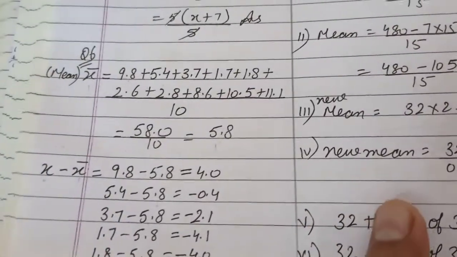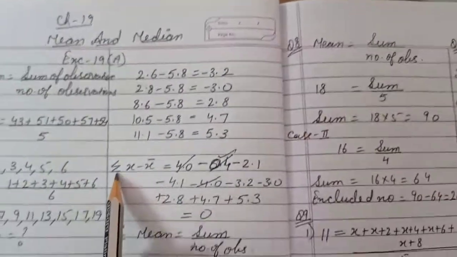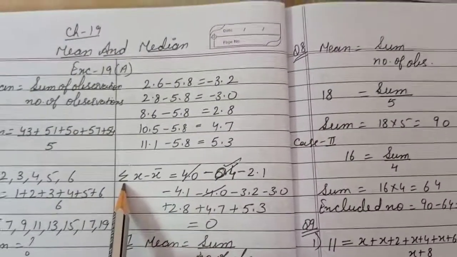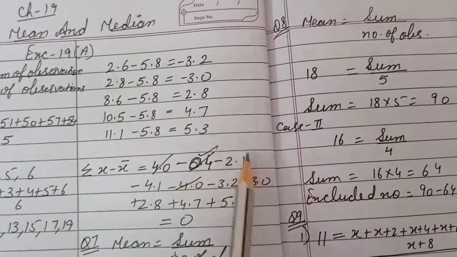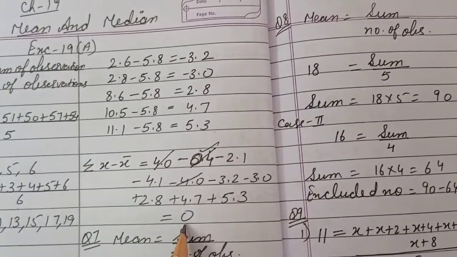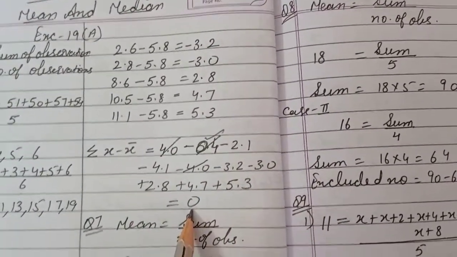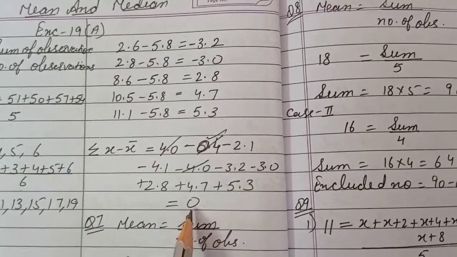You will find out all these deviations. See children, I found all. Then this symbol stands for summation. Summation means you have to add all these values which you obtained. Now when you add all these values, you can see their sum will be equal to 0. You can add positive numbers separately, negative separately and subtract. Your answer will be 0.